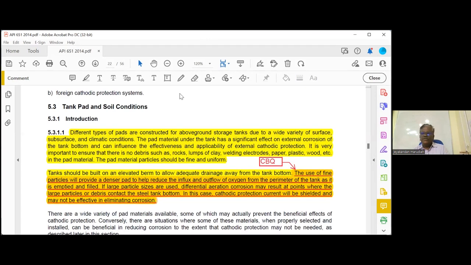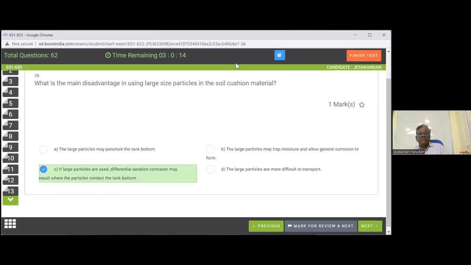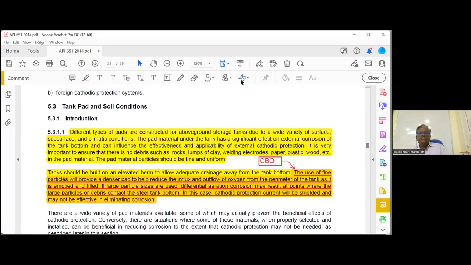Okay. Next. What is the main disadvantage in using large size particles? The large particles may puncture the tank. No. The large particles trap moisture. No. They cause differential aeration contact at the tank bottom. So a differential aeration cell will form, because there will be a crevice portion here with large particles.